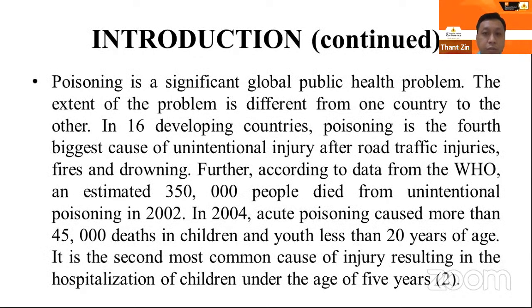Poisoning is a significant global public health problem. The extent of the problem is different from one country to the other. In 16 developing countries, poisoning is the fourth biggest cause of unintentional injury after road traffic injuries, fires, and drowning. Further, according to data from WHO, an estimated 350,000 people died from unintentional poisoning in 2002. In 2004, acute poisoning caused more than 45,000 deaths in children and youth less than 20 years of age. It's the second most common cause of injury resulting in the hospitalization of children under the age of 5 years.